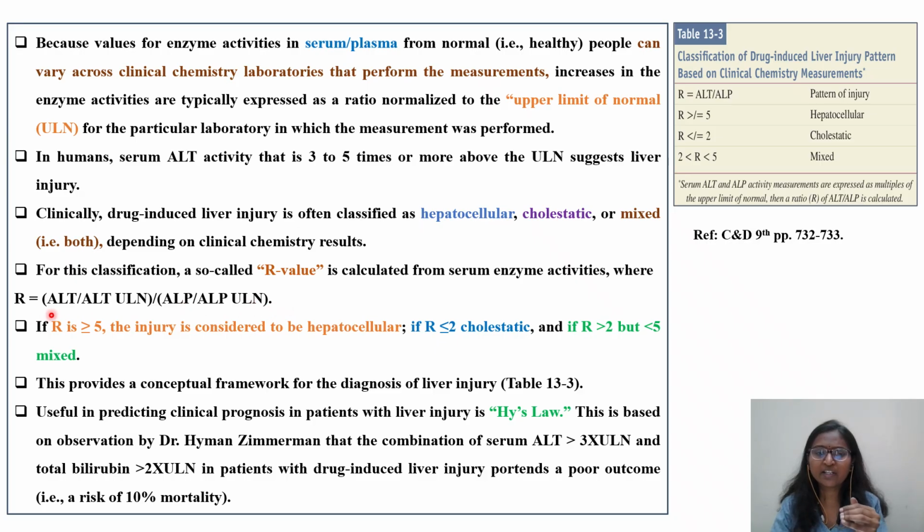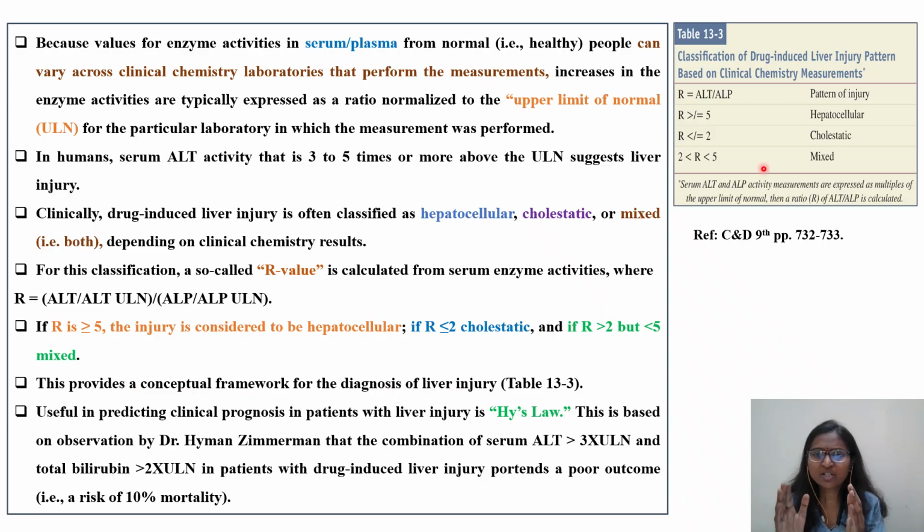First, in the numerator you take ALT, and in the denominator you take the ALT upper limit of normal. If R is greater than or equal to 5, then the injury is considered hepatocellular. You can see this in Table 13.3. If the R value is less than or equal to 2, the type of liver damage it is causing is cholestatic. And if the R value is greater than 2 and less than 5, then it is a mixed type of hepatic injury. So this provides a conceptual framework for the diagnosis of liver injury.